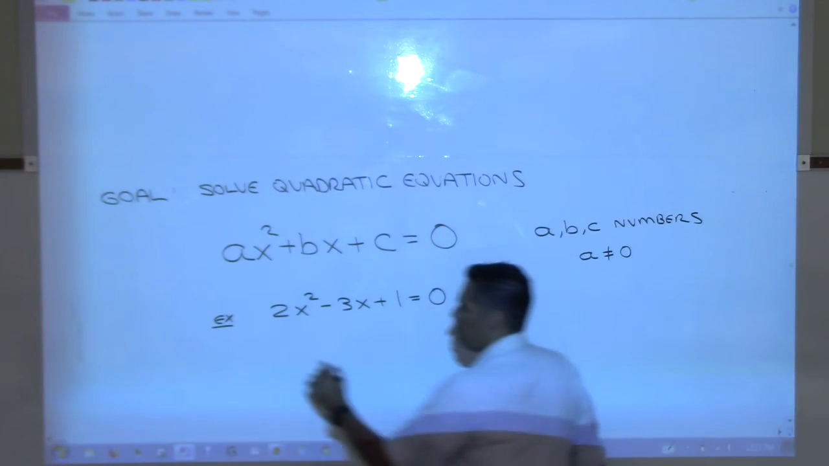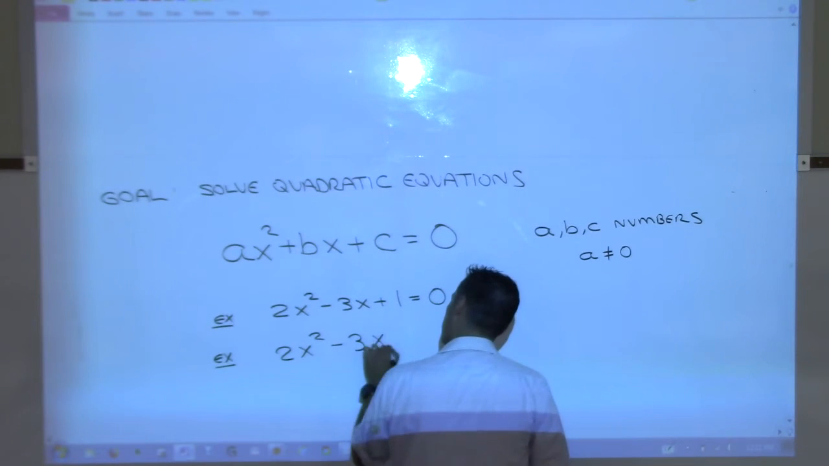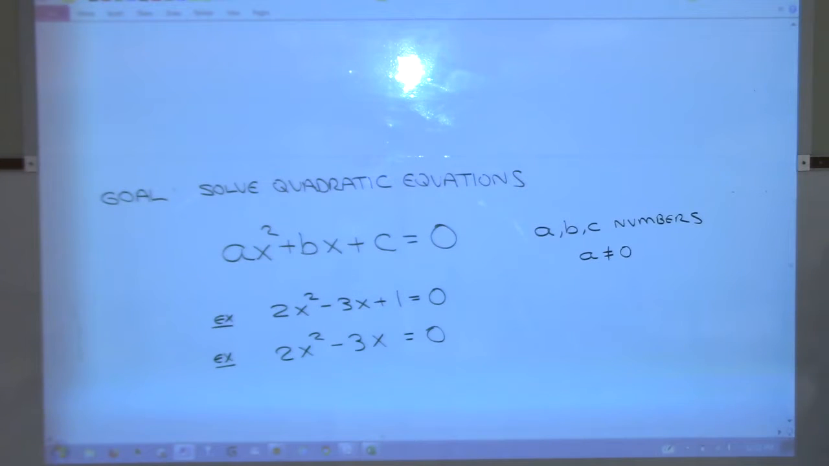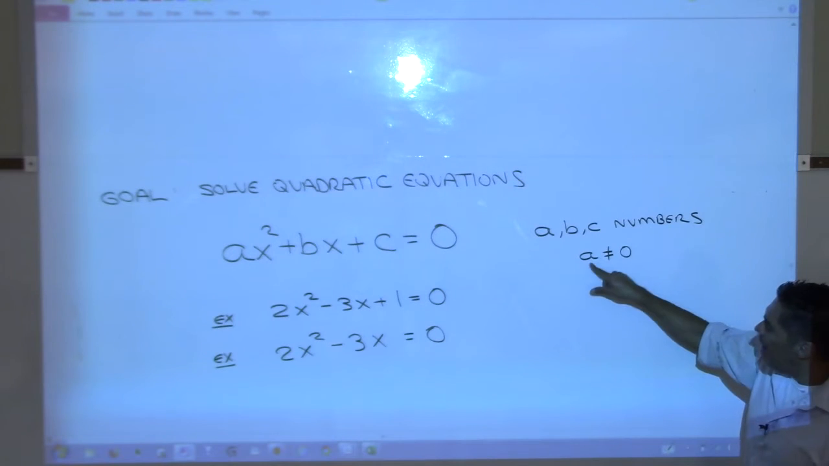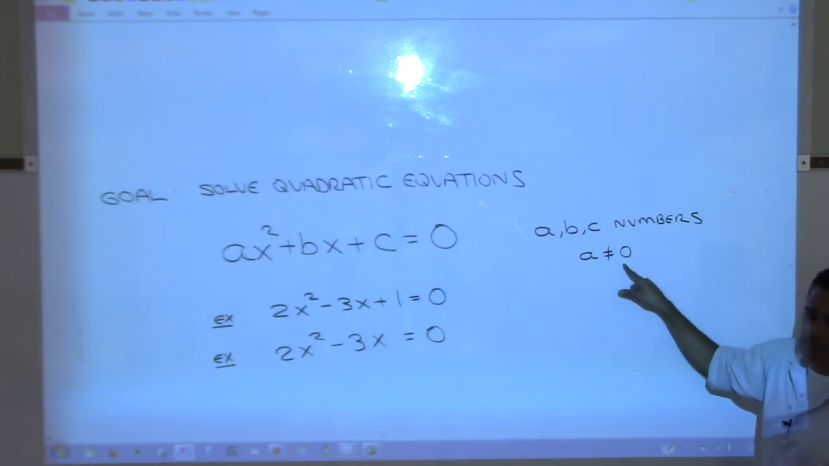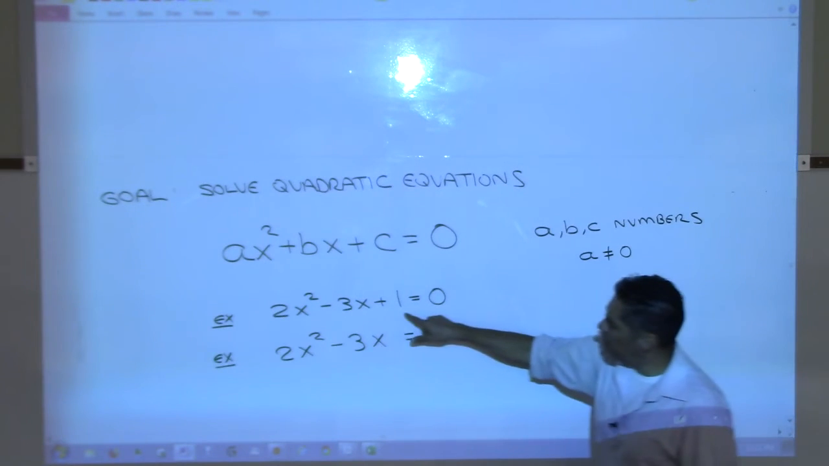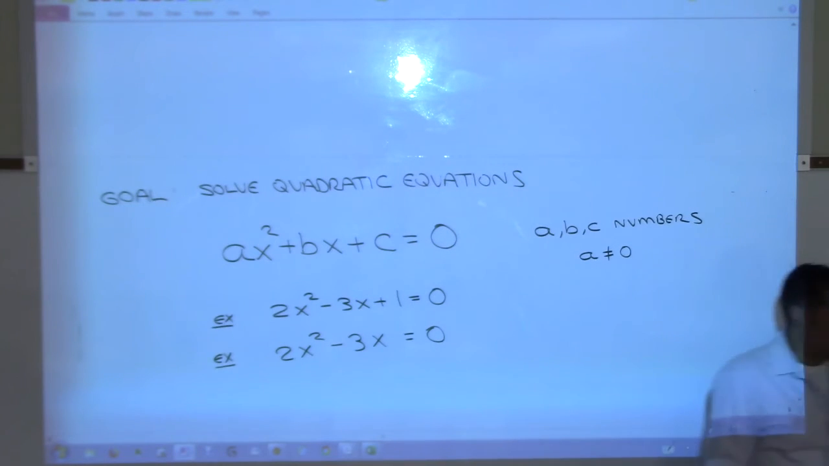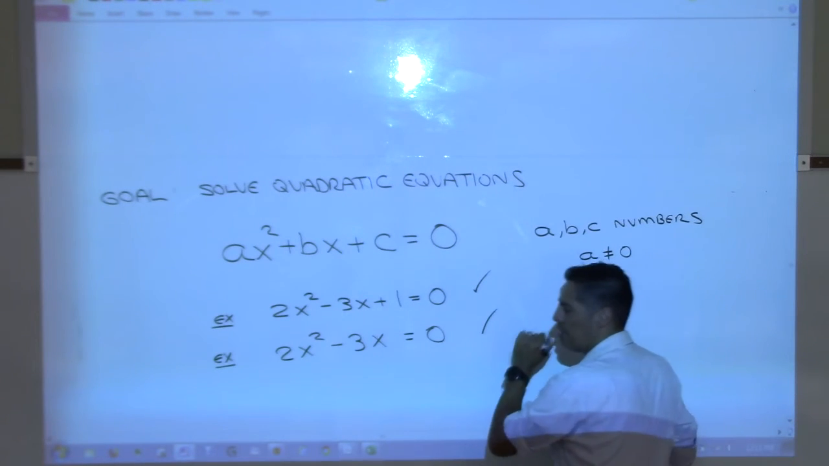Is this an example of a quadratic? No. So the only condition we have is that we have 3 numbers and the A can't be 0. Could the C be 0? According to this, C could be 0. So it's okay to not have a number out here at all. That's still a quadratic equation. All right, so this is quadratic. It has 3 terms, right? This is a quadratic, but it only has 2.